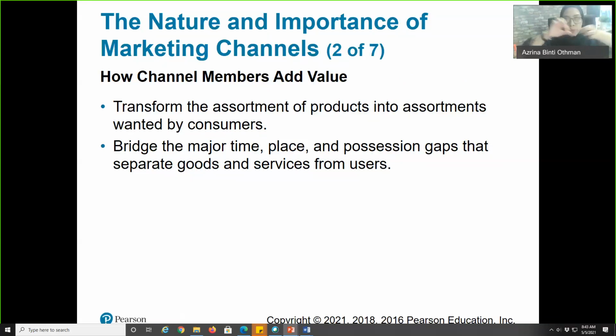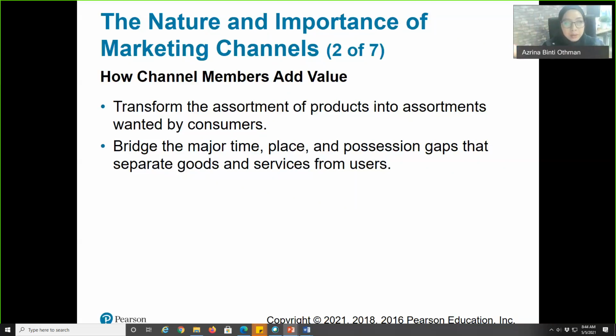Okay, it cannot be break, it cannot be, what we call it, putuslah kan. Tak boleh terlepas. Okay, so dalam antara satu channel to another channel, ini kita panggil channel lah, one channel to another channels, how we want to add values. Okay, from one channel to another channel, so how can we add values? Okay, so transform the assortment of product into assortments of wanted by customer. So whatever you have, when you created the product and services, it must be from the customer demand.